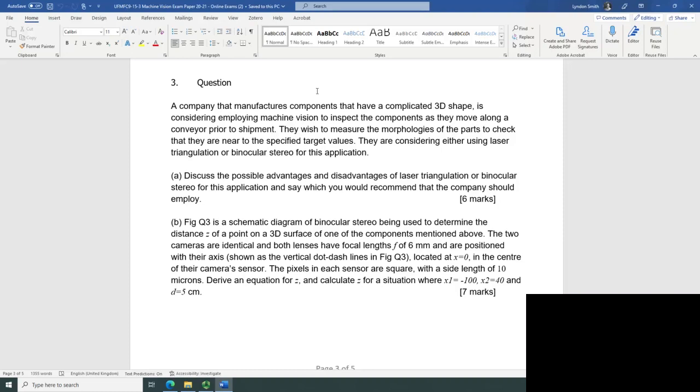What is the disadvantage? What's the advantage of binocular stereo? Oh, okay, we've got one advantage. It's cheaper than laser triangulation. It's like a comparison, I suppose, isn't it? Cheaper than laser triangulation because you won't have to mess around with the laser.